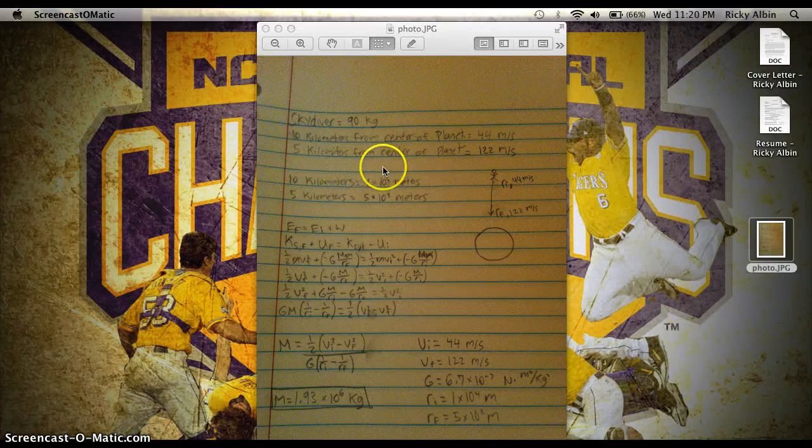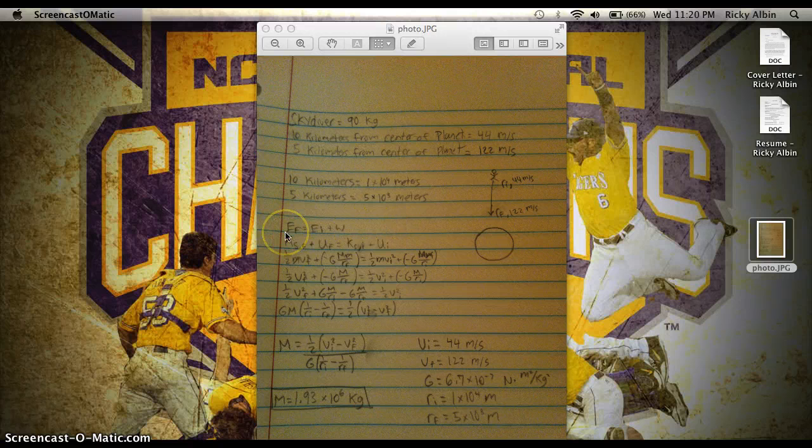So he's jumping from pretty far up, 10 kilometers from the center of the planet, and he's falling at a speed of 4 meters per second. This is my initial, and then this is final. So the final position is 5 kilometers from the center of the planet at 122 meters per second. Here, all I did was convert it to 10 times 4 meters and 5 times 10 to the 3, or 1 times 10 to the 4th meters and 5 times 10 to the 3.